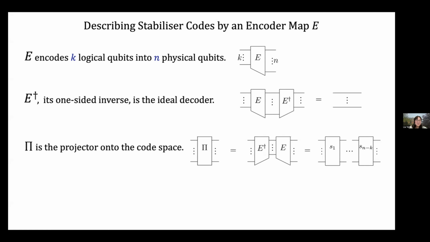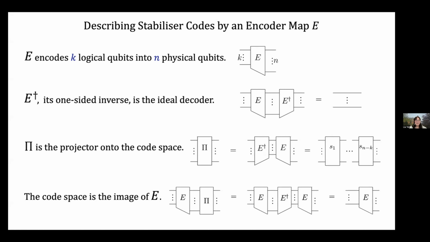And one way you could decompose the projector, or many different ways, I guess, is to just pick N minus K total independent stabilizer generators. And the projectors for each of them compose together, since they all commute, the order doesn't matter, because that succession of projectors, one for each stabilizer generator, makes the code space projector.